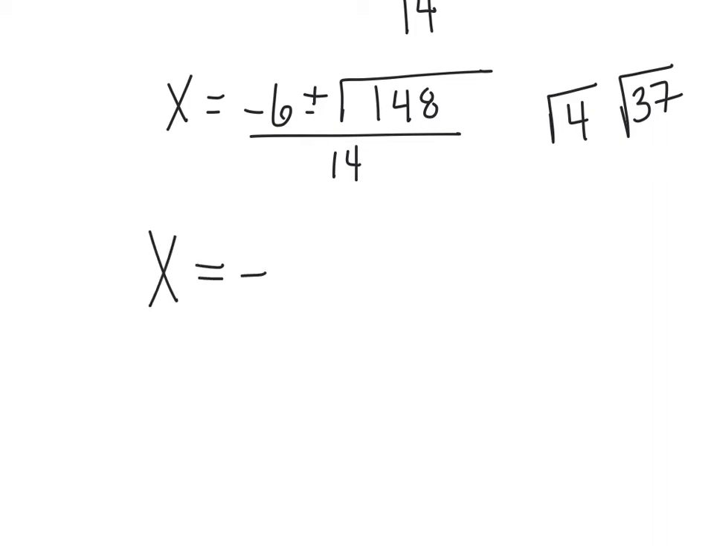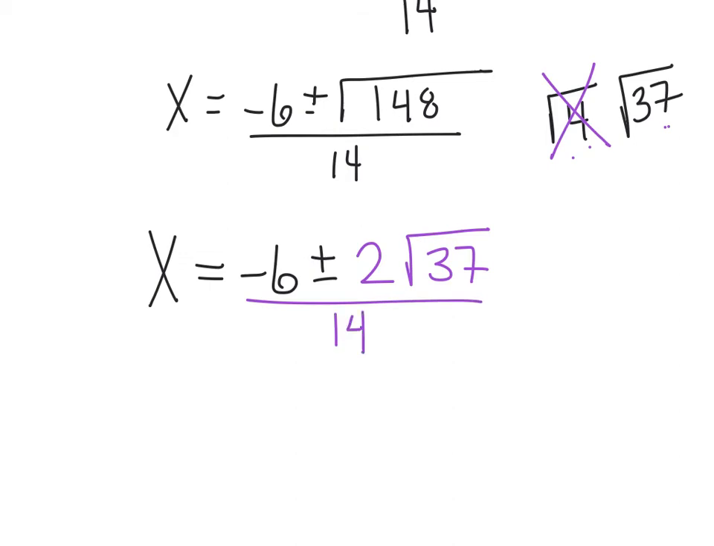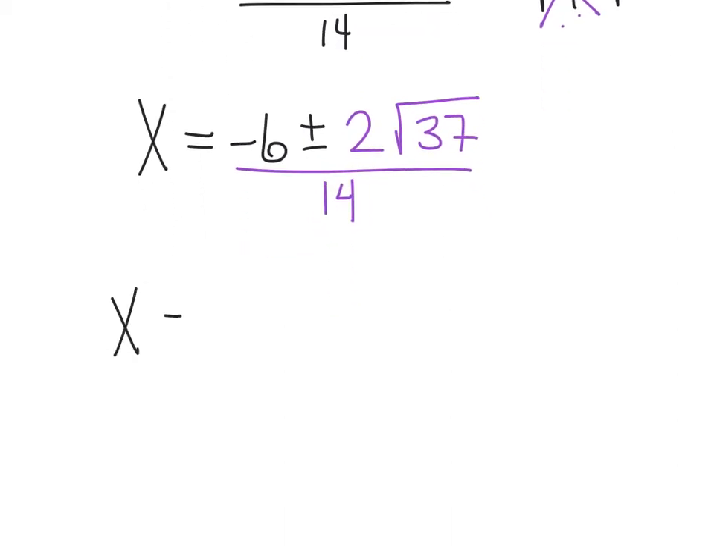So x equals negative 6 plus or minus. Now which one of those do we know? The 4 is the number 2, radical 37, all over 14. Now remember, it's all about that GCF, so I'm going to pull out a 2 and say that's negative 3 plus or minus radical 37.